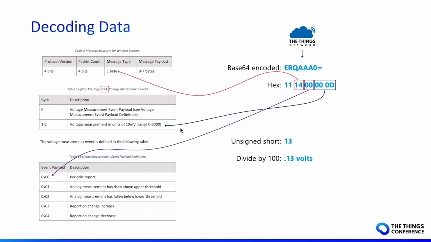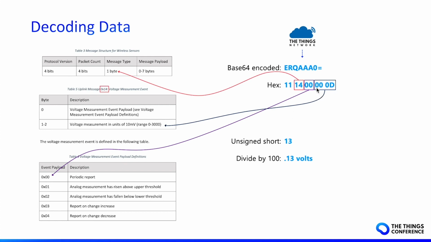Now I can look at this table and understand what the rest of that payload represents. The next byte represents the specific type of voltage measurement, and then the following 2 bytes are the actual voltage measurement itself. Looking at that next byte after 14, I see it is 00. Going down to the third table, I can see 00 is a voltage measurement type of periodic report. My sensor is configured to report voltage information every 5 minutes, so I'm going to get one of these periodic report events every 5 minutes.